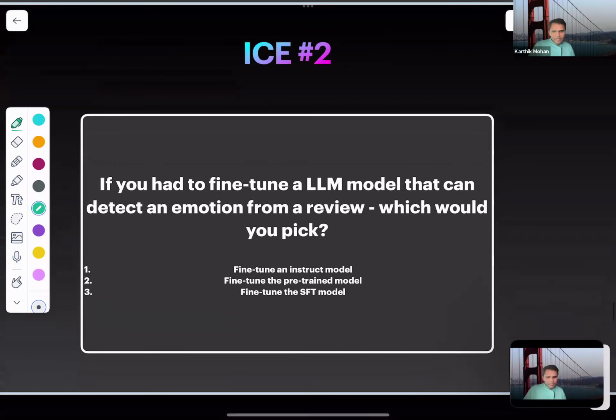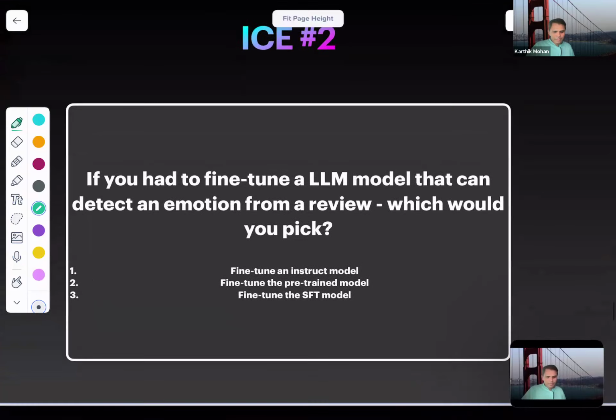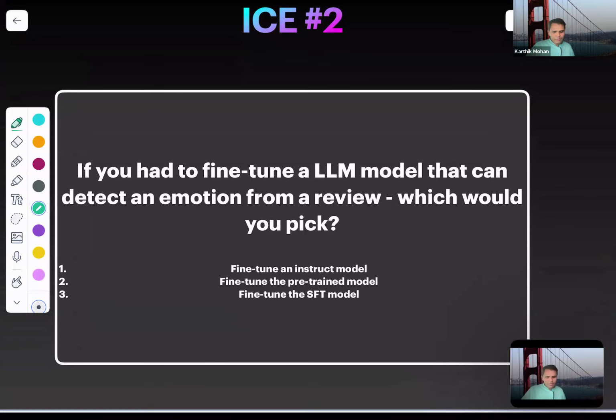Okay, so in-class exercise number 2: if you had to fine-tune an LLM that can detect an emotion from a review, let's say a product review, which would you pick? Fine-tune an Instruct model, fine-tune the pre-trained model, or fine-tune the SFT model? So you're looking to fine-tune, and you have a task at hand. Which one would you pick? Just put your response in the chat, and you have 30 seconds.